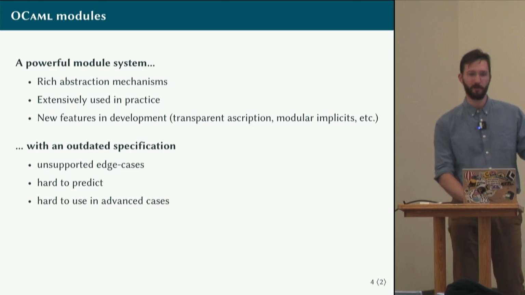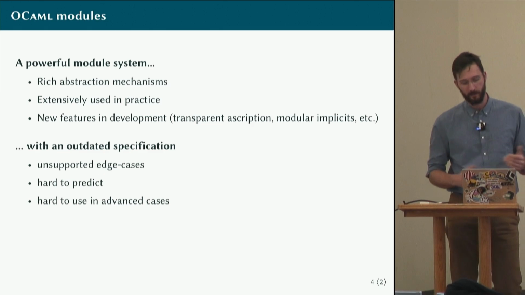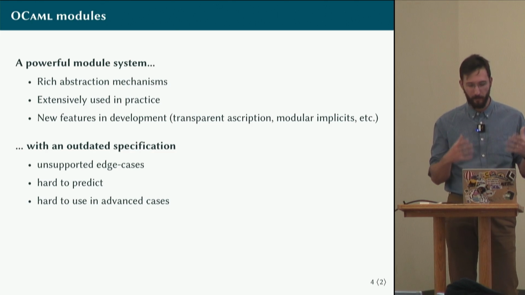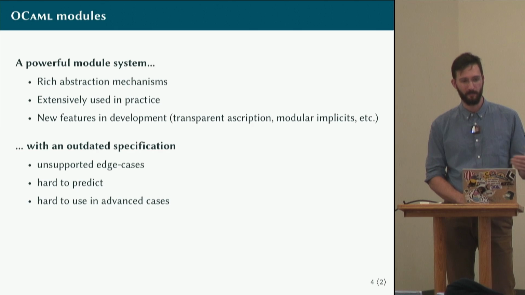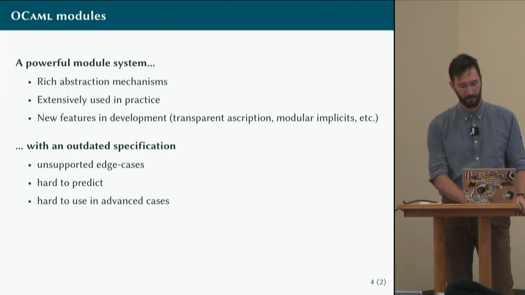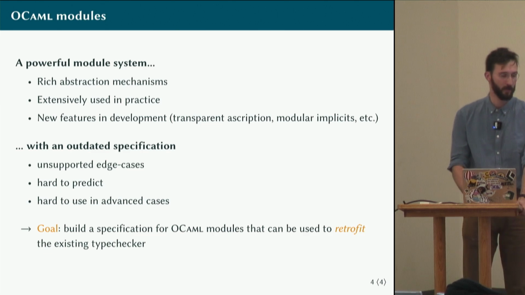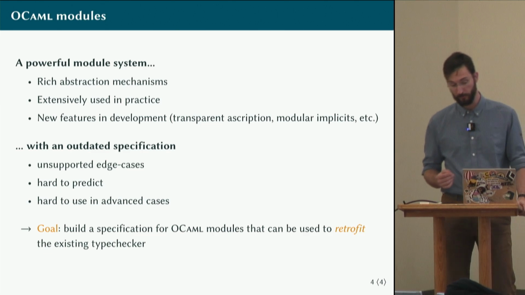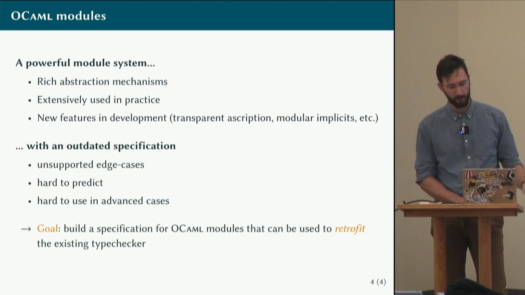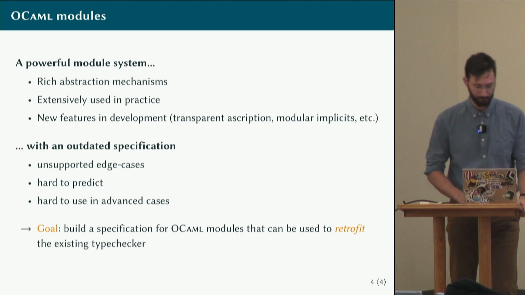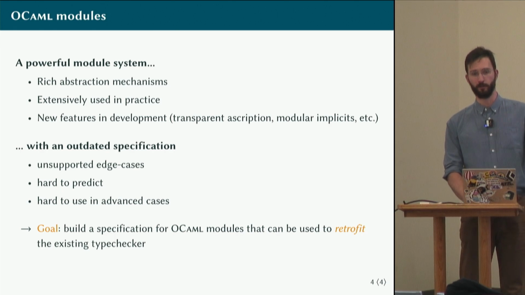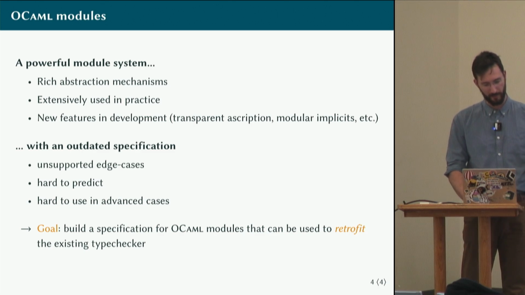And when you have an out-of-date specification, it means that at some point you have unsupported edge cases that start to pop up. The system becomes harder and harder to predict, and also harder to use in some advanced cases. And so the goal of this work, and basically of my thesis, was to try to build a specification for OCaml modules that would not have any of those issues, but could also be used to retrofit the existing type checker. Not just replace it with a new thing that would be perfect, but retrofit the existing one.